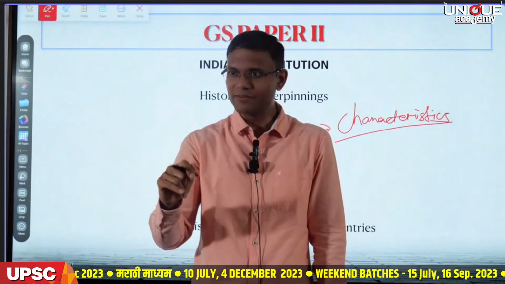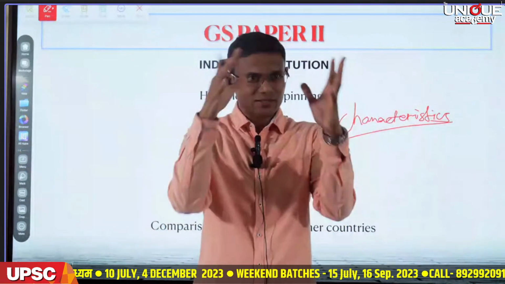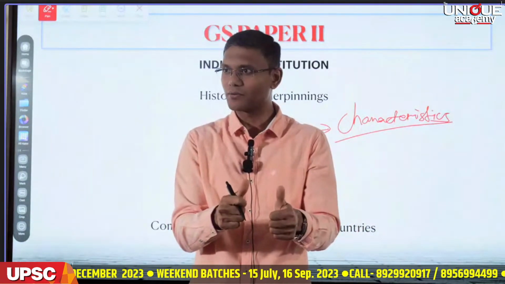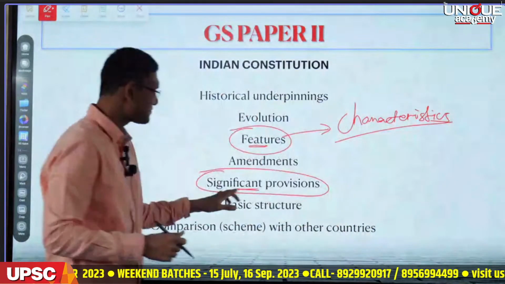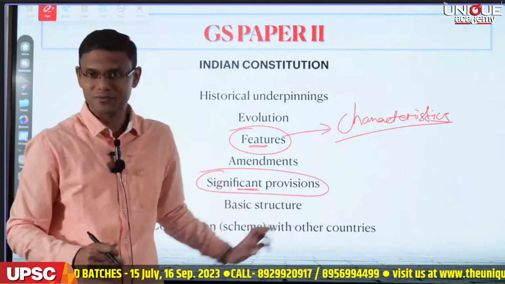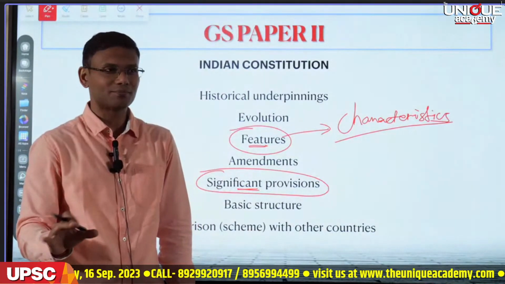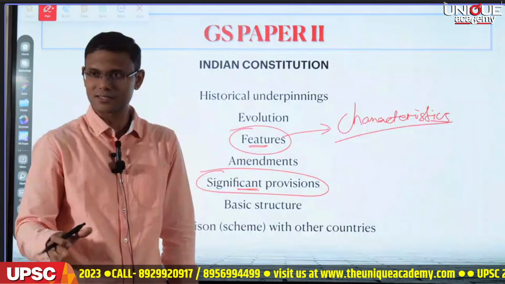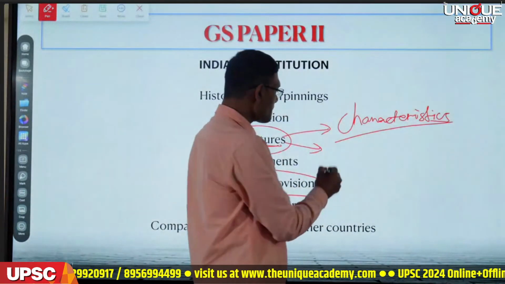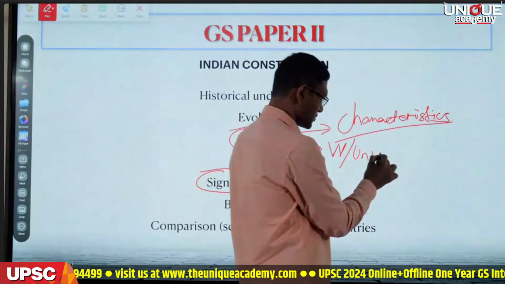An individual has different qualities, faculties, right? But his or her appearance is different. Appearance is basically the features we are talking about here. Qualities are basically the special or significant, salient, outstanding features of the constitution. Are you getting it? I just gave you an example to understand and make the difference between features and significant provisions. So features-wise, you may say that our constitution is a written constitution or an unwritten constitution.